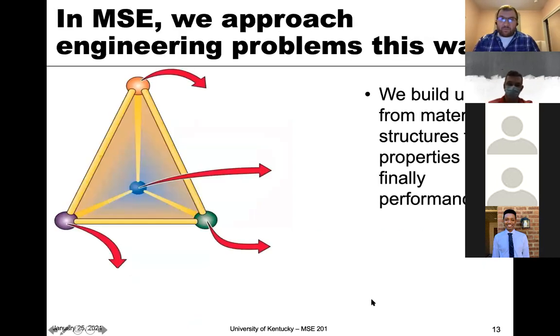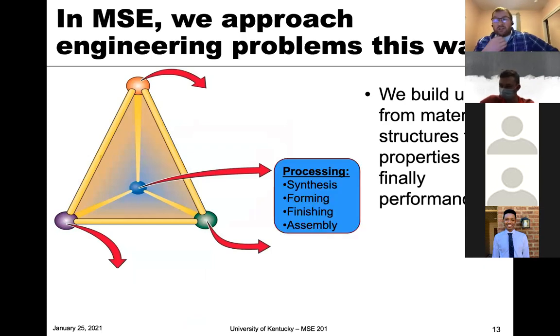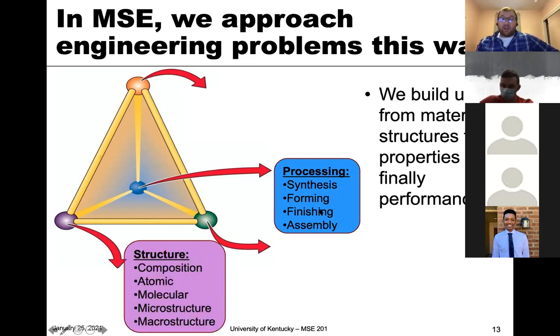Okay. So that's enough of the cat videos. So just a couple other things that I want to kind of go into with this in mind. So in MSE, or Material Science and Engineering, we approach engineering problems in this kind of same way of looking at performance, properties. So we also can talk about the way something's made, so it's processing, so how it's synthesized, the way it's formed, how it's finished. All of these things can affect the structure.